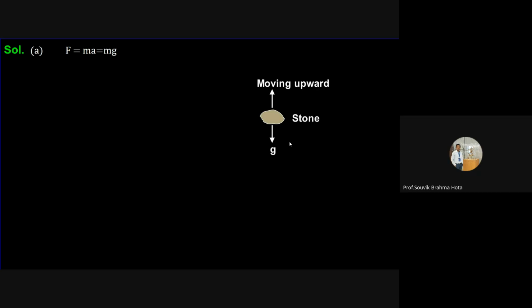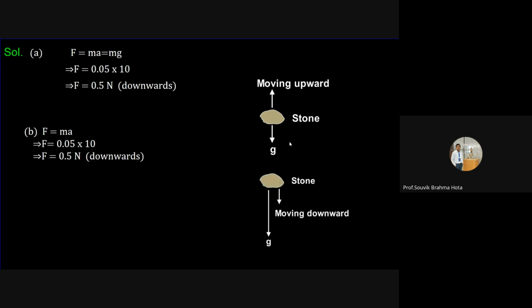First case, the stone moving in the upward direction. In this case, ma is nothing but mg, the same value. So m is 0.05 and g is 10, so 0.5 newton downward. Next case, when it is moving downward, it is the same value.